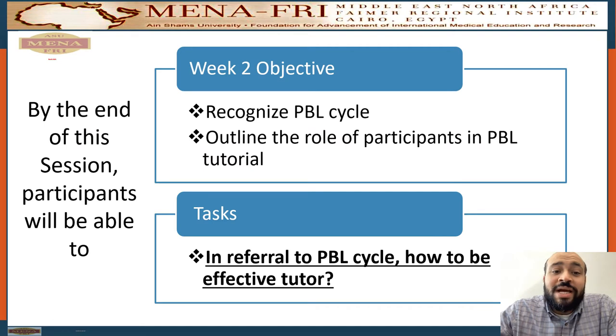Today, we're gonna discuss mainly how to recognize the PBL cycle. It has a cycle and different phases, and how to outline the role of participants in PBL tutorial, tutor, and students.